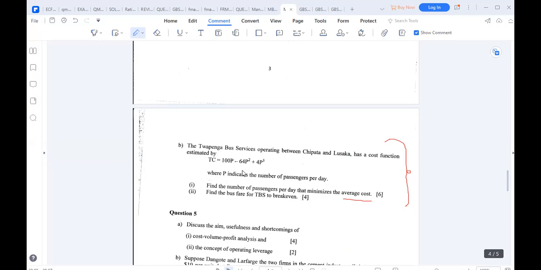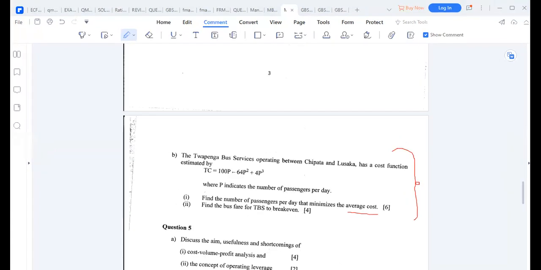The second one, find the bus fare. So on equating to 0, you just divided the 8P to find the P. You divided 8 both sides, isn't it? Yes. Okay. Any other questions?